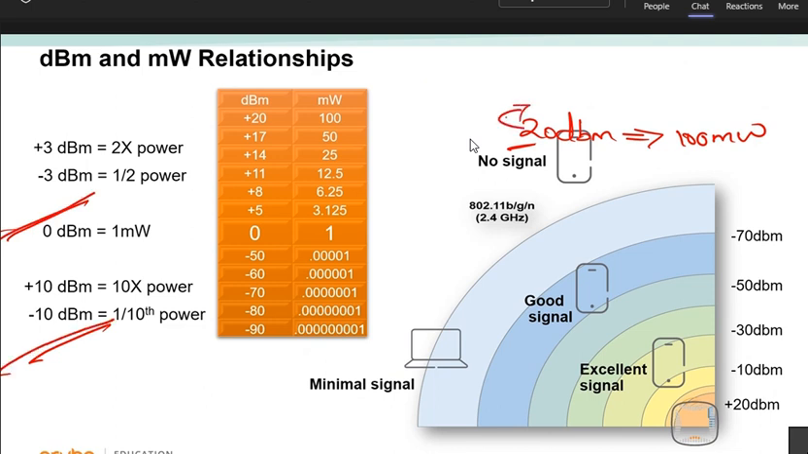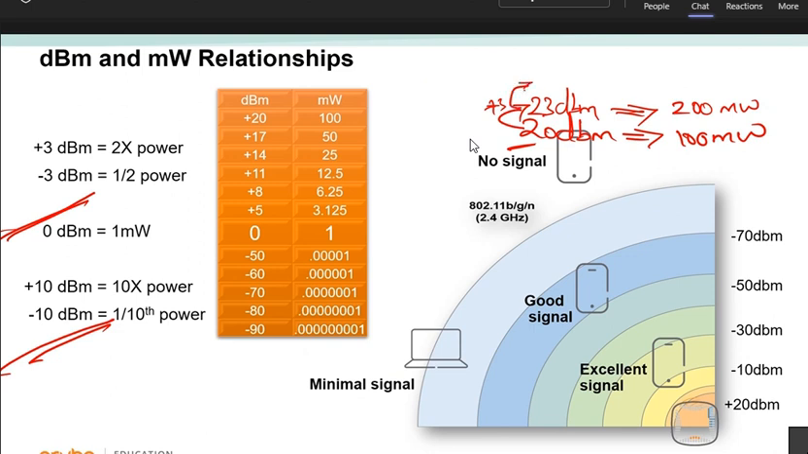Either I can do plus 3 dBm, right? The 20 dBm goes to 23 dBm. What will be the actual effect on your power level? It moves from 100 milliwatts to 200 milliwatts. So power will be doubled if you do plus 3 dBm.